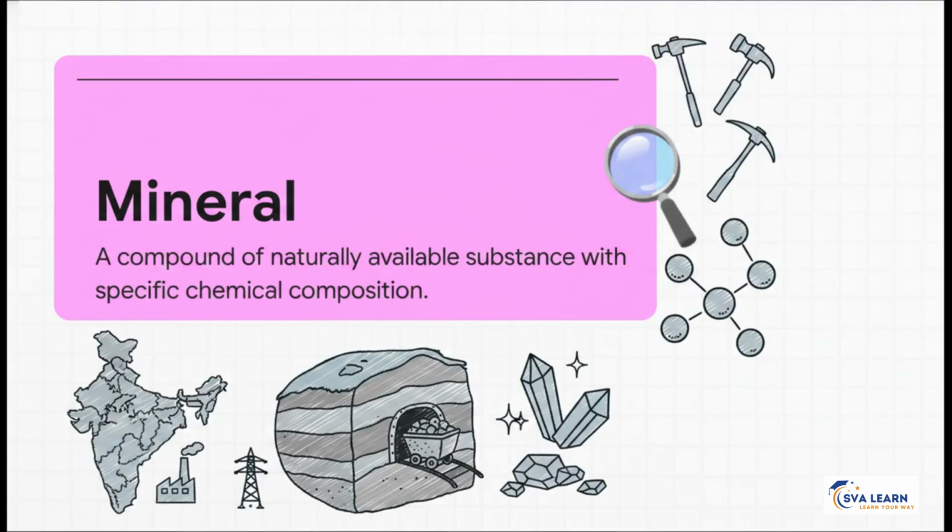Okay, right out of the gate, we have a highly probable one-mark board exam question. Examiners absolutely love testing definitions, so you want to memorize this word for word from your textbook. A mineral is a compound of naturally available substances with a specific chemical composition. Got it? And how do we actually get them? Through mining, which is literally just the process of extracting these minerals from the earth. Lock those two definitions in your brain right now.